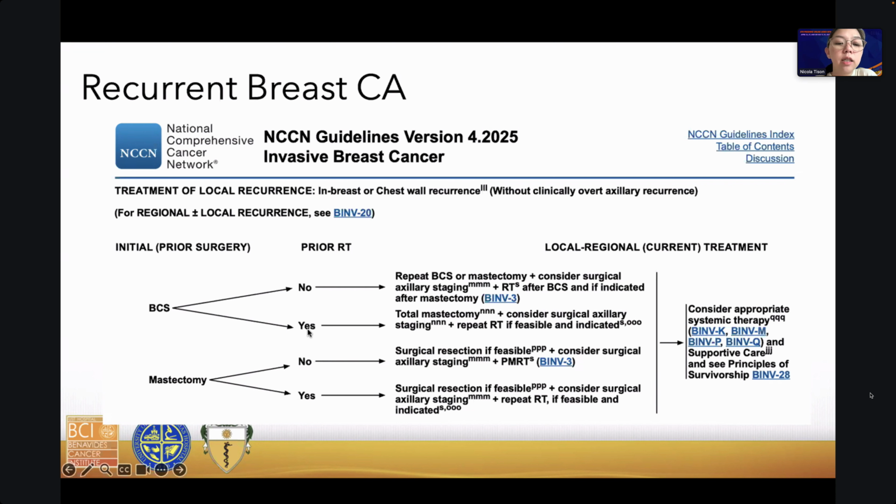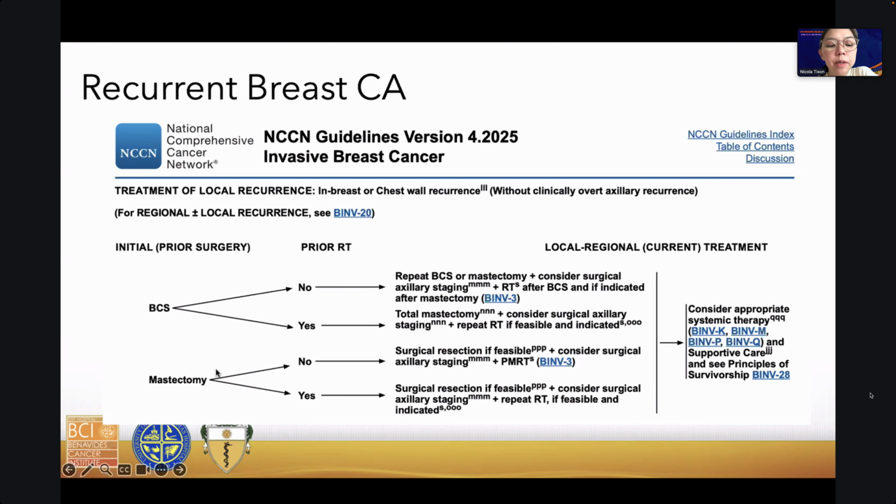Now, if prior RT was received after breast conserving surgery, then standard of care would be a total mastectomy with consideration for axillary staging, like an axillary dissection if they previously only had an SLNB, and discuss with Rad Onco if more RT can be given, because giving RT with recurrences really improves outcomes.